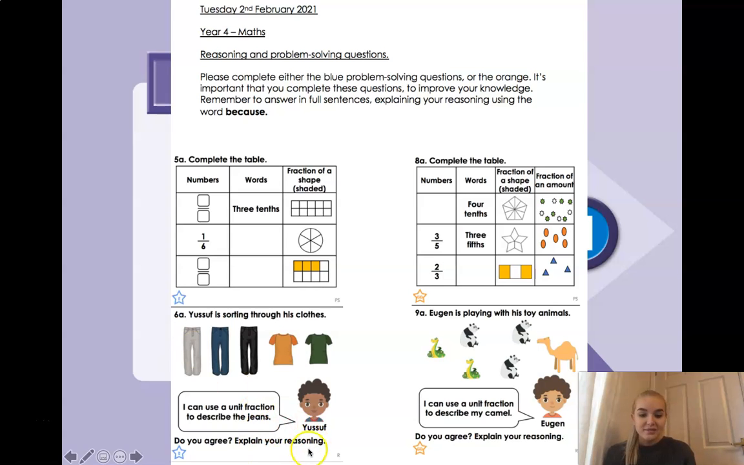Remember, when it says explain your reasoning, you need to explain using the word because. And I don't want anyone to be explaining their answer in the little box here unless you have room at the bottom of your sheet, okay? Because you need to use the whole space to be able to correctly and effectively write out your answer.